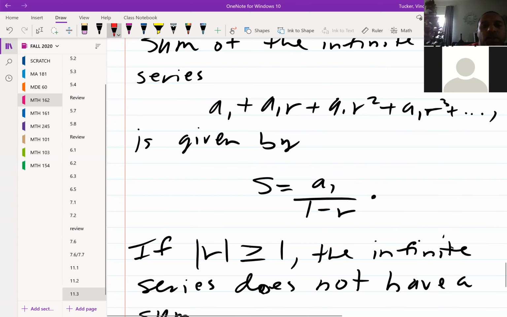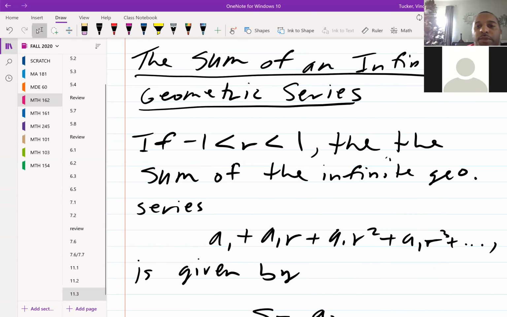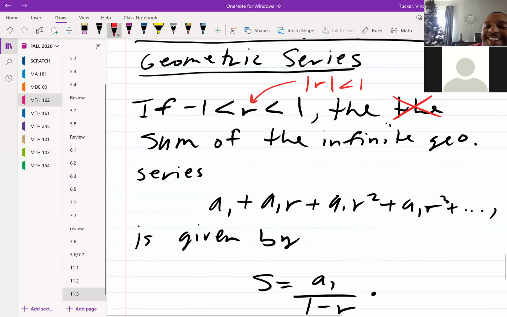All right, so the sum of the infinite geometric series applies if r is greater than -1 and less than +1. So in other words, the absolute value of r is less than 1. I wrote the "the" twice. Nobody said anything. It's all good. Y'all are supposed to catch that.